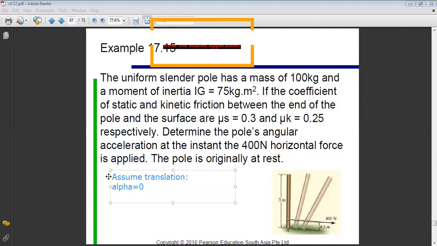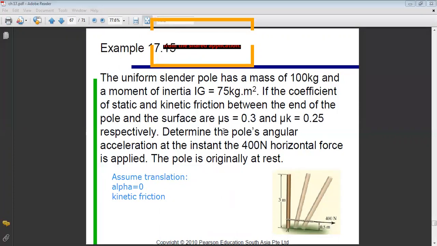I should say that in this case, for friction, will it be kinetic or static? Kinetic, because I have motion, okay? So if I have translation, I have alpha equal to 0, and I have kinetic friction. Step: let us see if I can have alpha equal to 0.